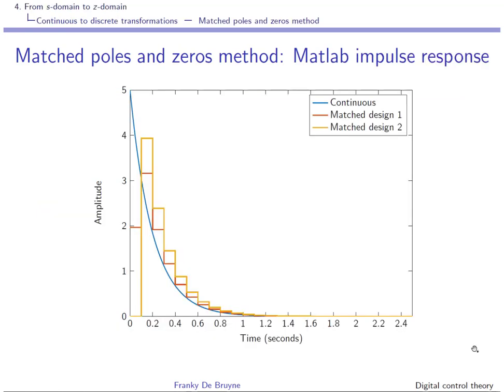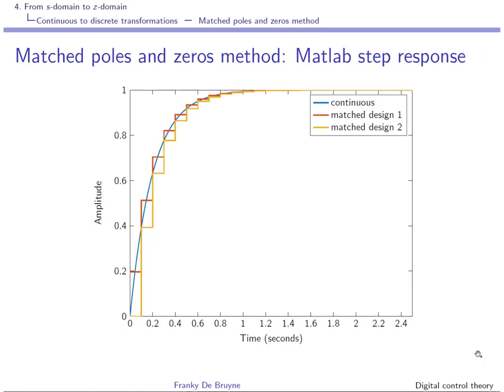So in blue the continuous time impulse response, and in orange and lighter orange you see the impulse responses in discrete time for the two designs. As you can see, they do not match at the sample instants, and you can see that the second design indeed introduces a delay of 1.